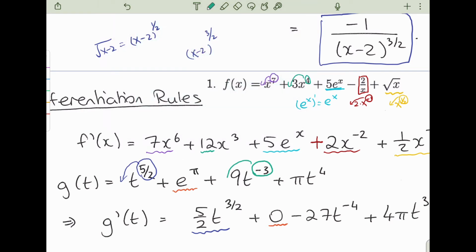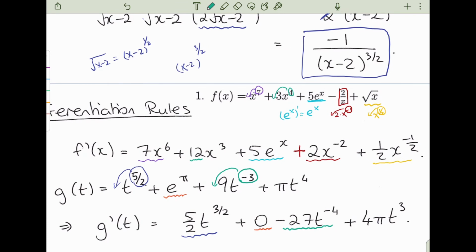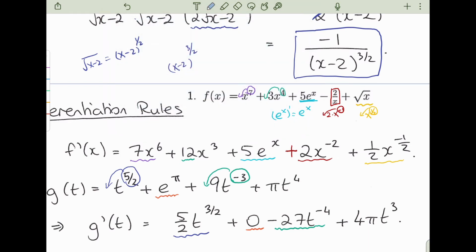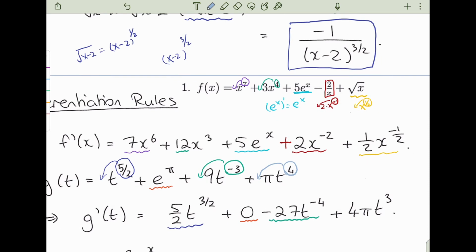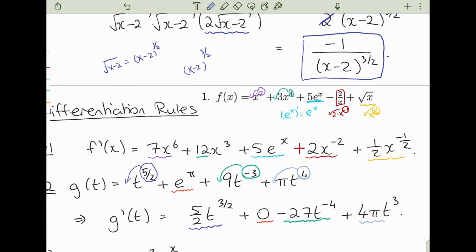And the next term here is power rule. Pull this to the front, negative 3, multiply with 9, that is negative 27. And the new power is minus 3 minus 1, that is minus 4, the new exponent. And the last term, we have this guy here. This pi is a coefficient, multiplied with that 4. And we apply the power rule to pull this to the front, that is 4 pi times t to the 3, which is 4 minus 1. Okay, so it should be very straightforward. Question 2.